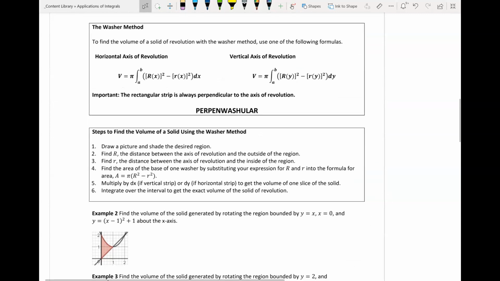So here's your summary of the washer method. If we are going to rotate around the horizontal axis, we're going to use this one in terms of x. If we are revolving around a vertical axis, we're going to use this one, which is in terms of y.